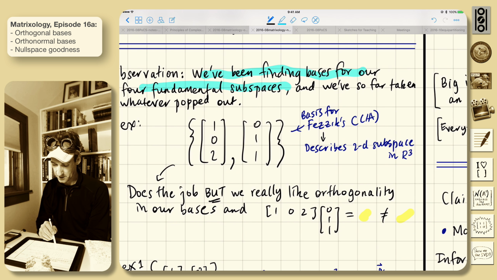So the dot product here, right? So it's 1 times 0, yep, plus 0 times 1, plus 2 times 1, right? So that's 2. That's not equal to 0. So they're not orthogonal.